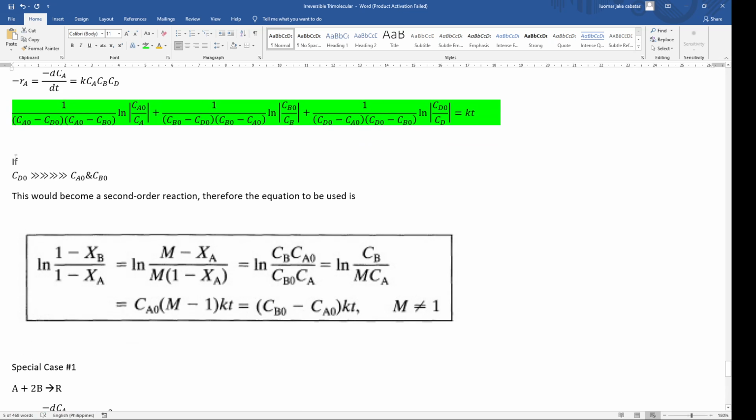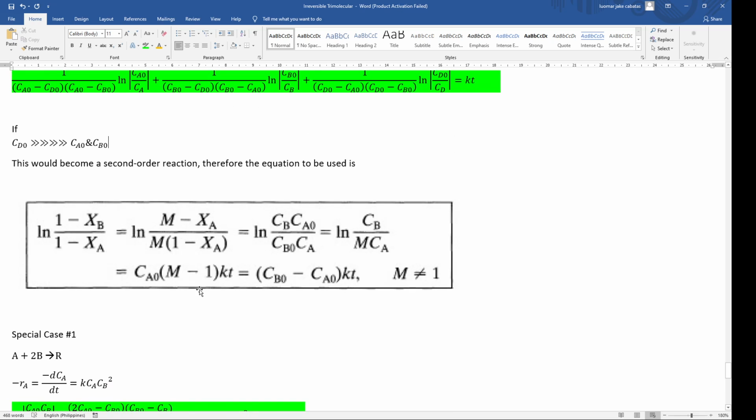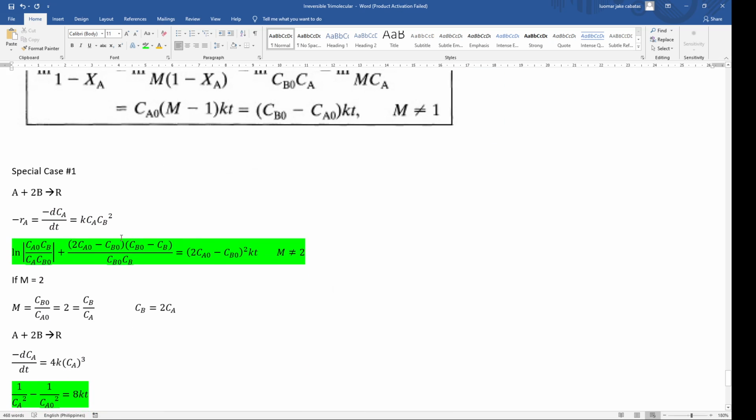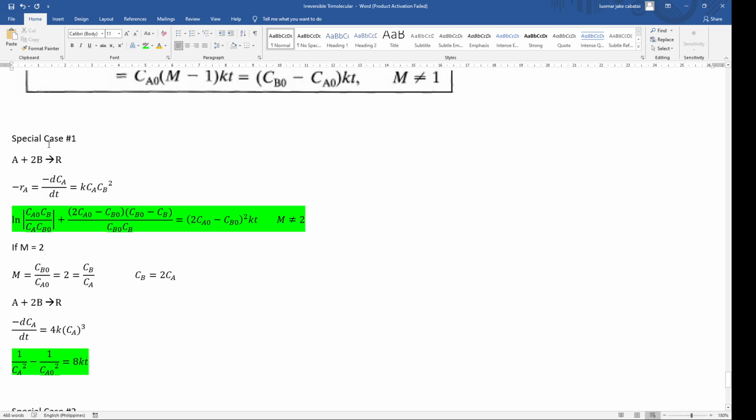And then if CDO is very much greater than CAO and CBO, therefore your reaction would be a second order, because CD at any given time in the reaction is just equal to CD. I mean, CD at any time of the reaction is equal to CD, with very little change. So, it would be considered as a second order reaction. And next, we have a special case 1.